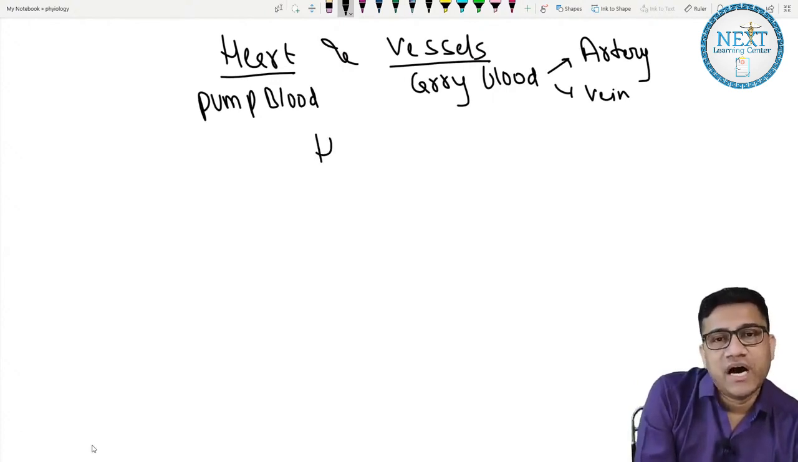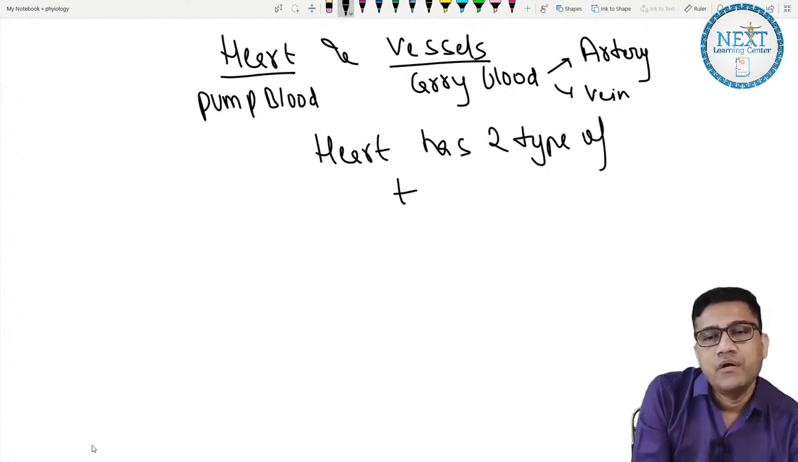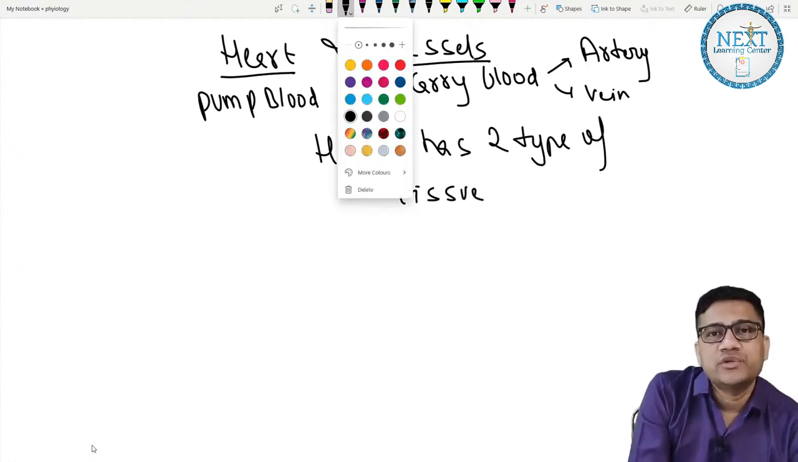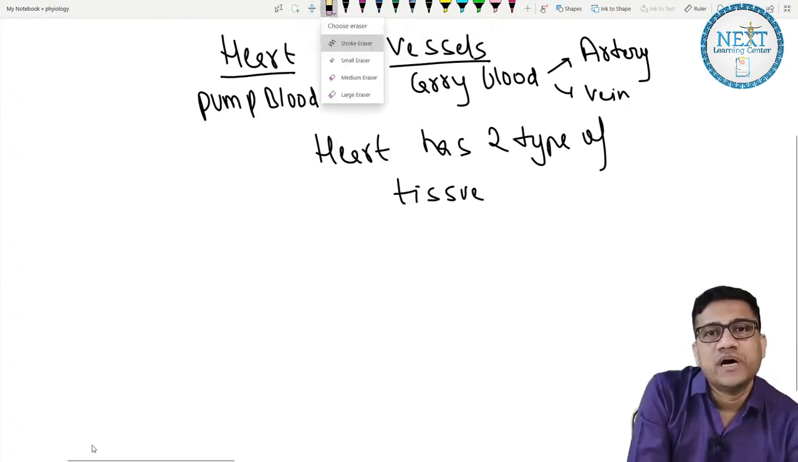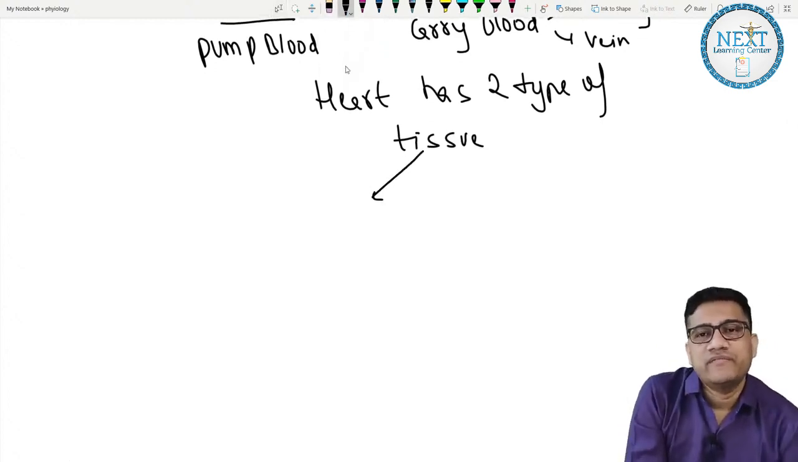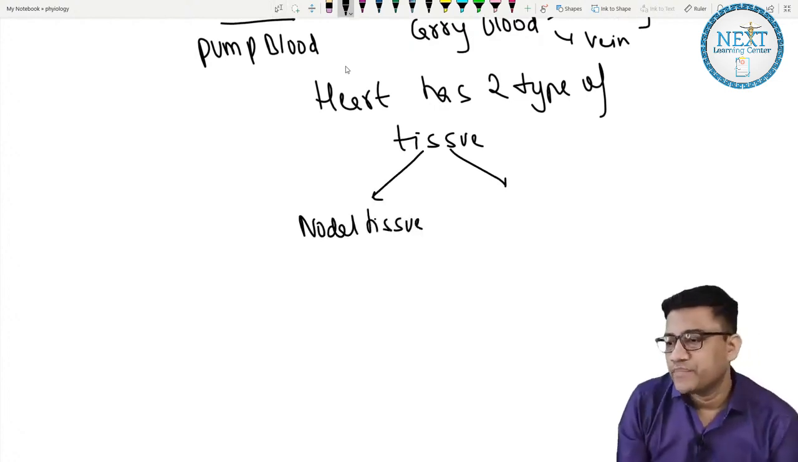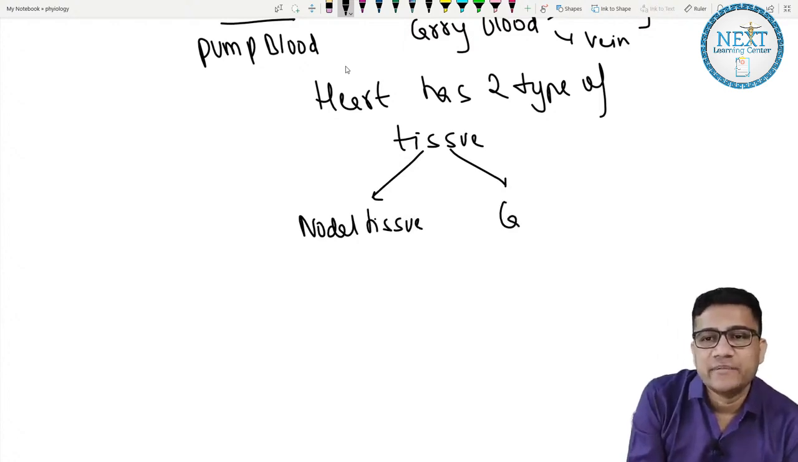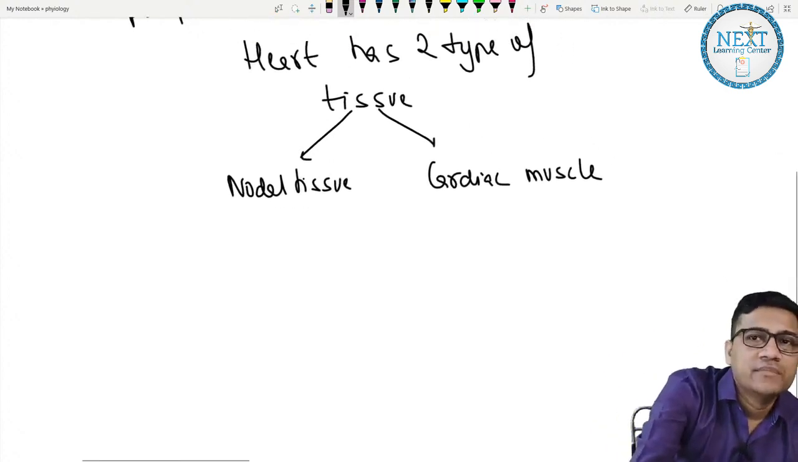So next, the heart has two types of tissue. What are the two types of tissue we are seeing in the heart? They are as follows. First, we have the nodal tissue, and second is the cardiac muscle.